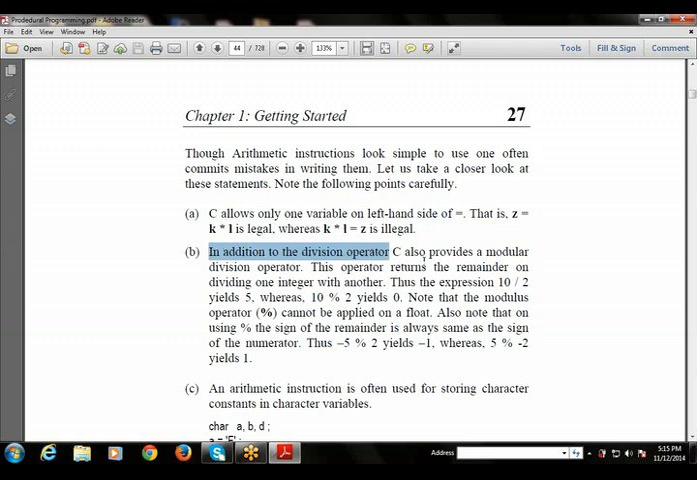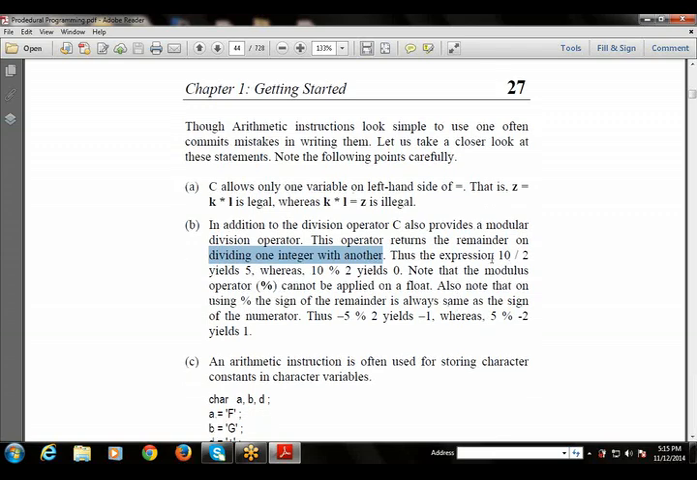In addition to the division operator, C also provides a modular division operator. This operator returns a remainder on dividing one integer by another. Therefore, the expression 10 divided by 2 yields 5, whereas 10 modulus 2 is different. So these are the two expressions. One is 10 divided by 2, that is simple division. One is 10 modulus 2, that gives the remainder. What is the remainder? That is 0.